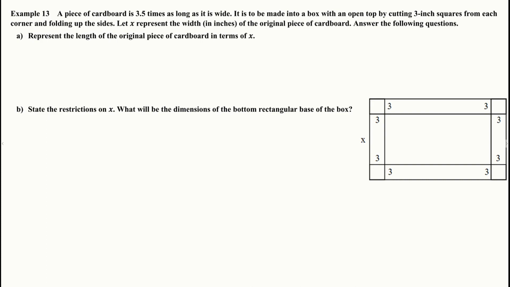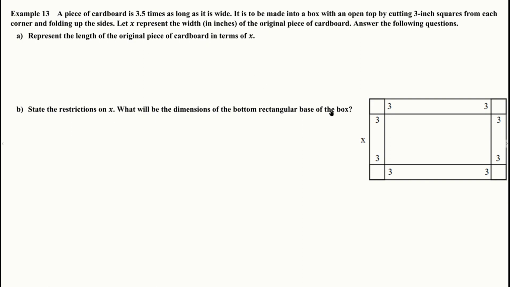All right, for our next problem, we have a piece of cardboard right there, the entire piece, which is 3.5 times as long as it is wide. It is to be made into a box with an open top by cutting 3-inch squares from each corner. So you cut a square from each of these corners, right? And you fold these up, these 4 parts. And what do you end up with? A box, right?